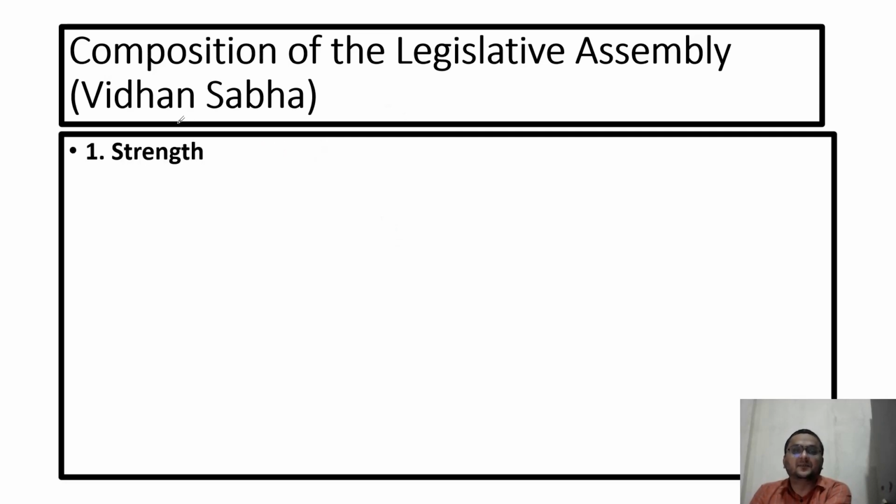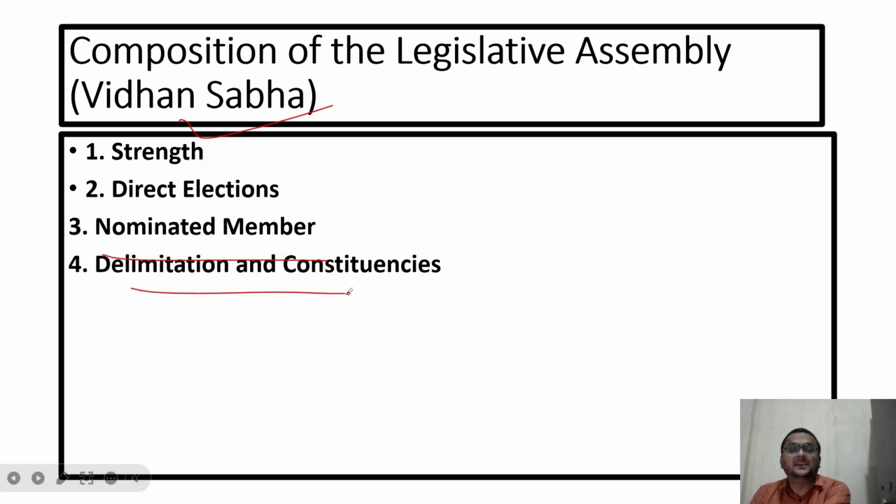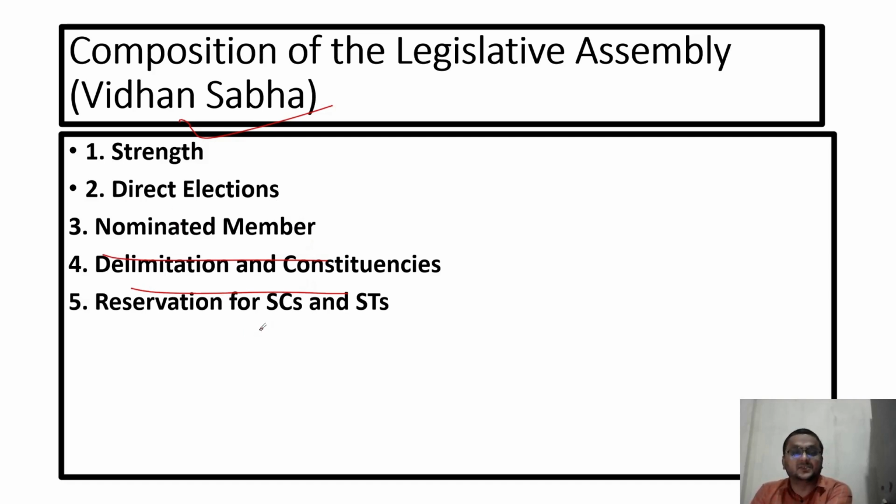Now the next topic is composition of the legislature. First, Vidhan Sabha, the composition of the legislative assembly. In that we will see the strength, direct election happening in Vidhan Sabha, the lower house of the state legislature. Then we will see the nominated members, then delimitation and constituencies. Then we will see reservation for scheduled castes and scheduled tribes.